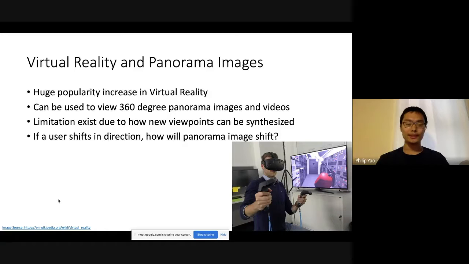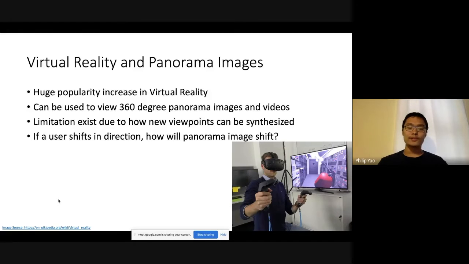To begin, let's talk about virtual reality. There's been a huge popularity increase in virtual reality nowadays. The applications of VR extend from gaming to education to generally viewing 360-degree panorama images and videos. However, there is a problem with the latter utilization.